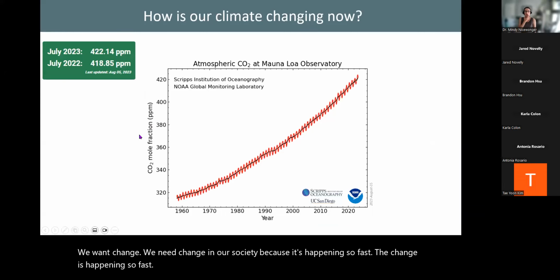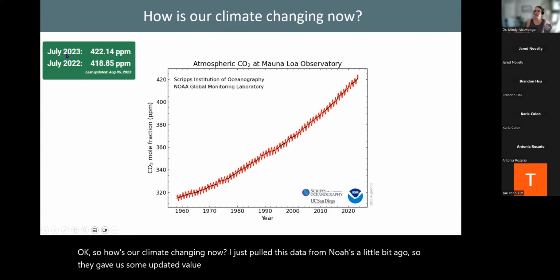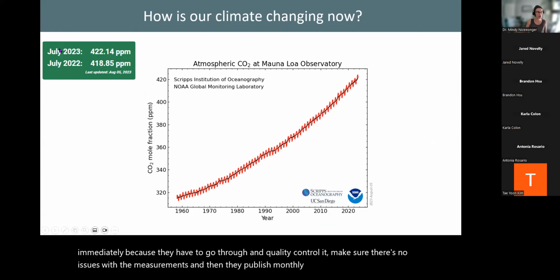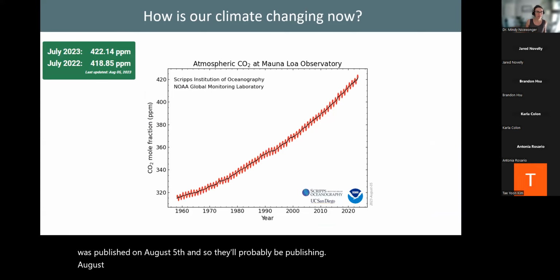Okay, so how's our climate changing now? I just pulled this data from NOAA a little bit ago. They gave us some updated values for July. Of course they're not giving out data immediately because they have to go through and quality control it, make sure there's no issues with the measurements, and then they publish monthly updates. So this is for July. It was published on August 5th, and they'll probably be publishing August in the next few days.